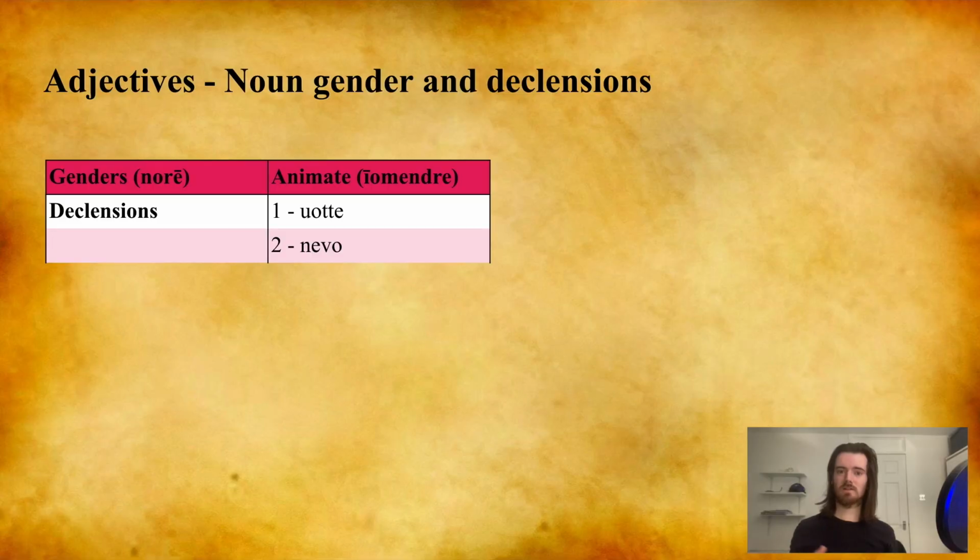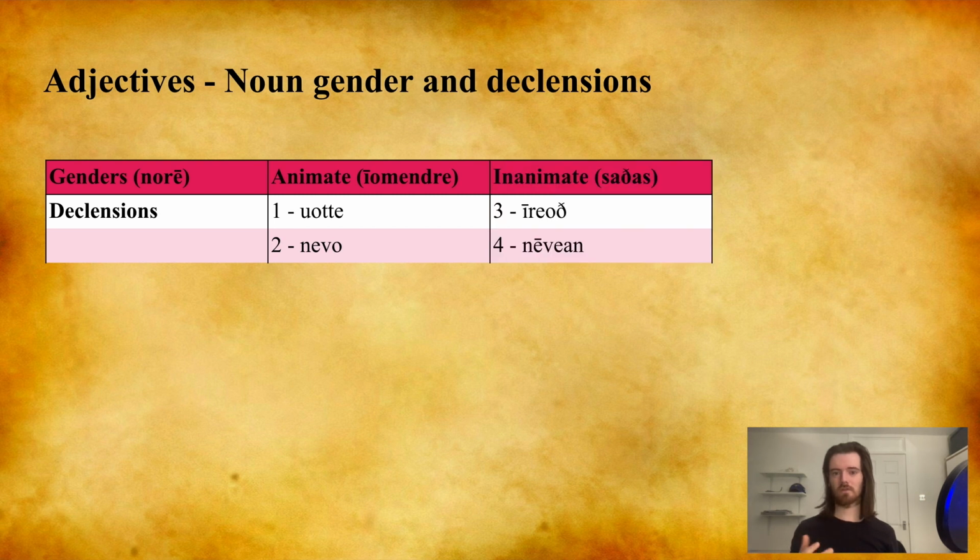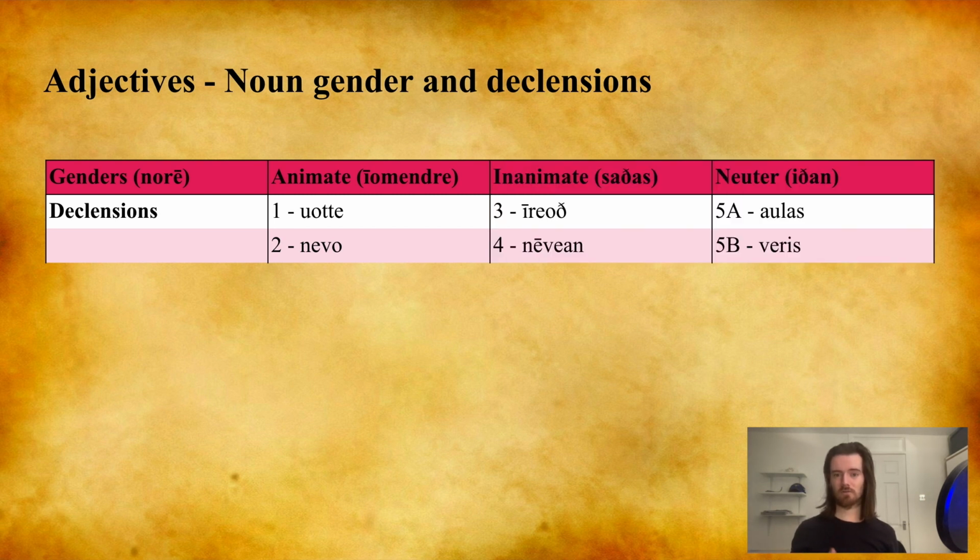Broadly speaking, there are three genders: animate, inanimate, and neuter, and nouns from each declension will find themselves in one of these three genders. Typically, nouns from the first and second declensions are animate, nouns from the third and fourth are inanimate, and nouns from the fifth are always neuter. But what does this actually mean for nouns to have these genders?